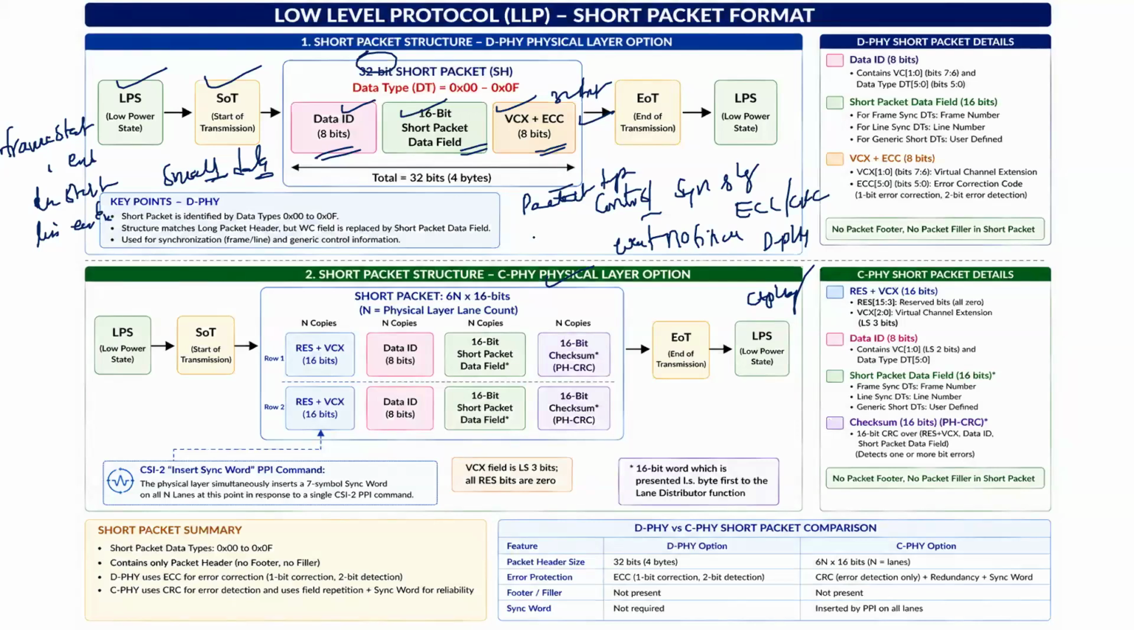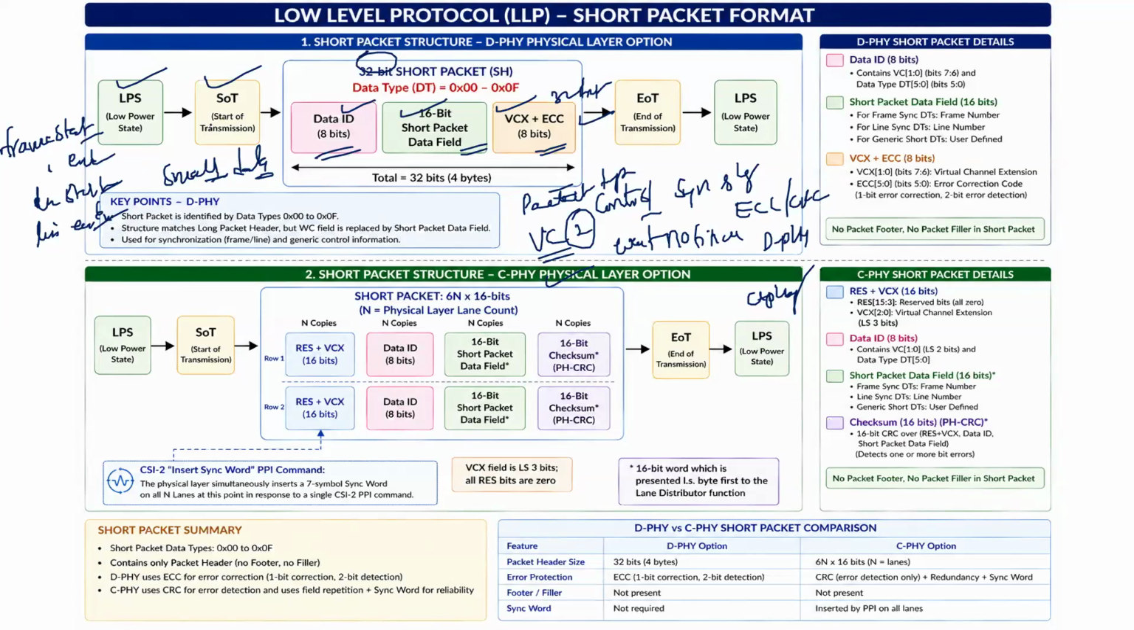Also, there are two virtual channel bits, which take care of identifying which camera is sending the data. Then the data types: which data types do we use? Frame start, frame end, line start, and line end. The frame start message tells you what type of frame you are sending, and line end tells you where you are ending the data. So that is the short packet data.